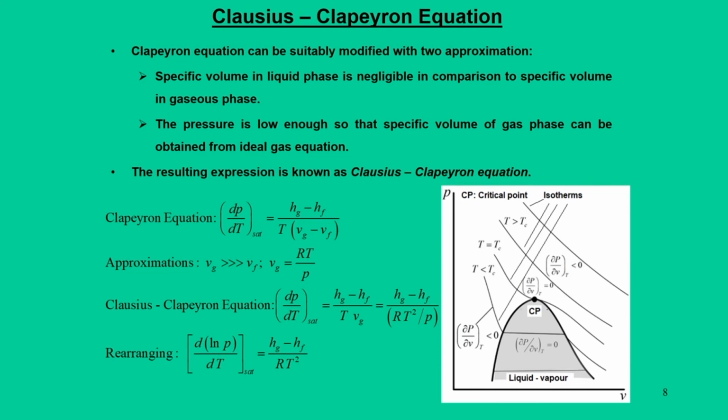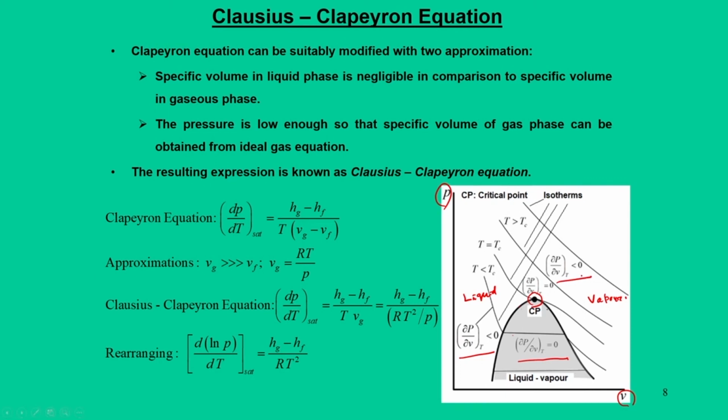And in fact, if you recall the pressure volume diagram for a pure substance, and if you look at this particular dome, we have this critical point, and here we have the liquid region and the vapor region. During phase change, that means we are going inside the dome where both pressure and temperature are constant, and along the line your dou P by dou V at constant T is 0, and beyond this line this value is less than 0.